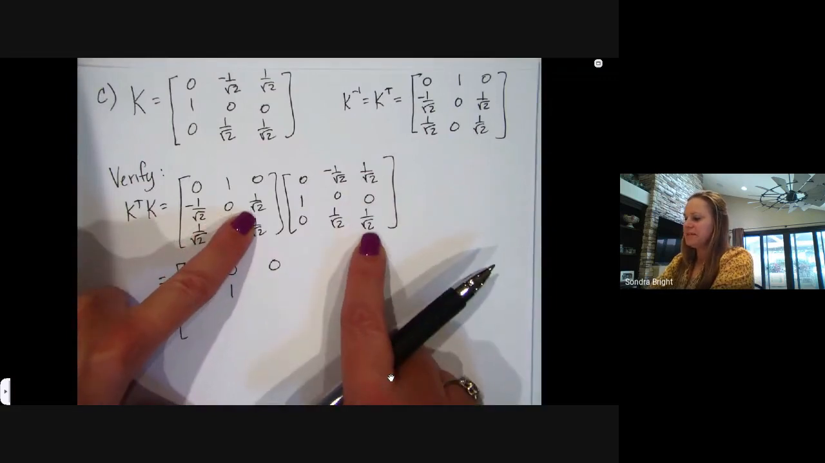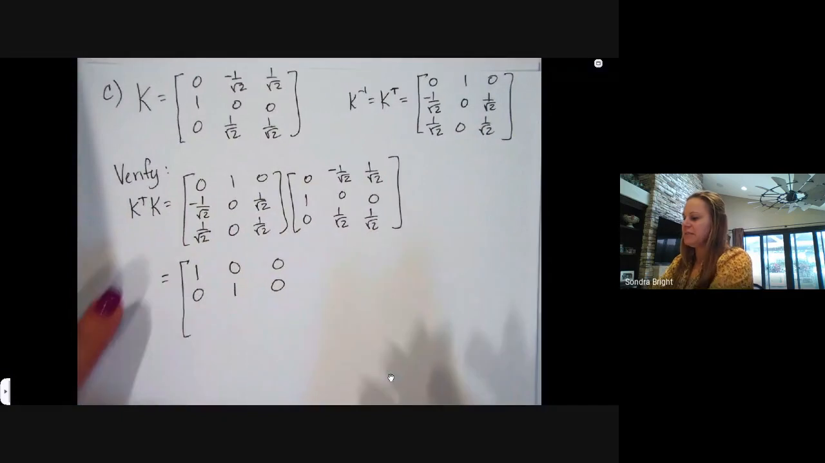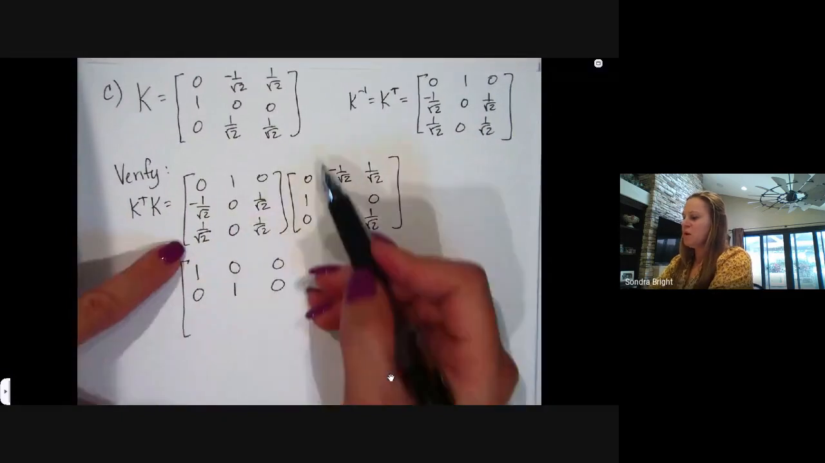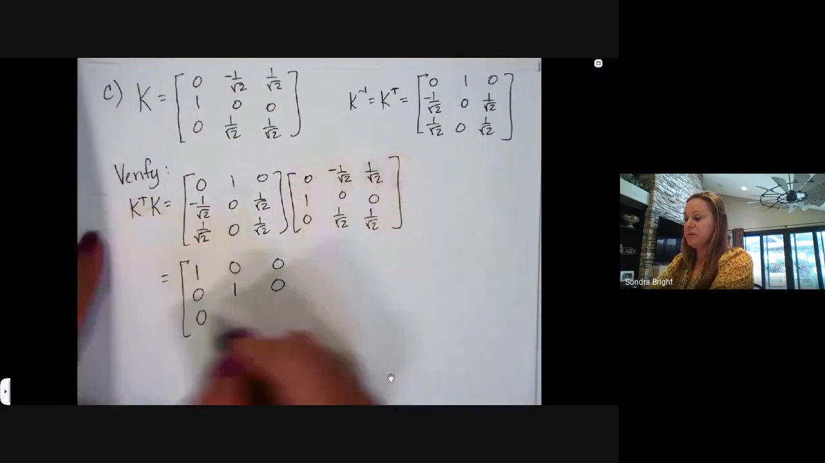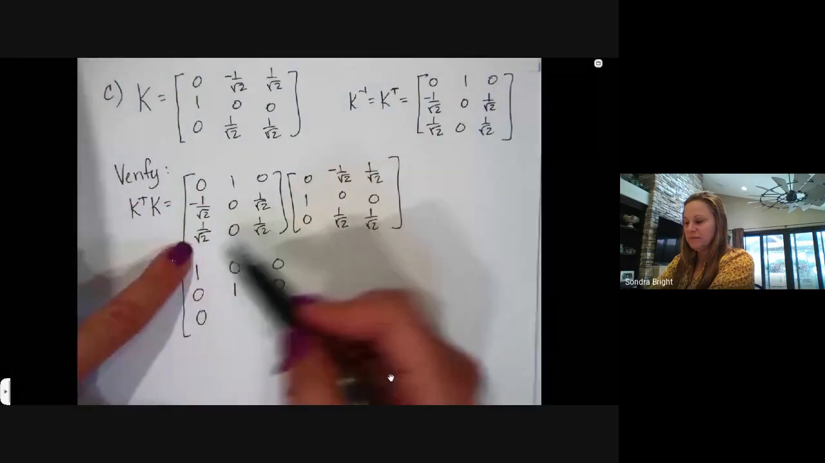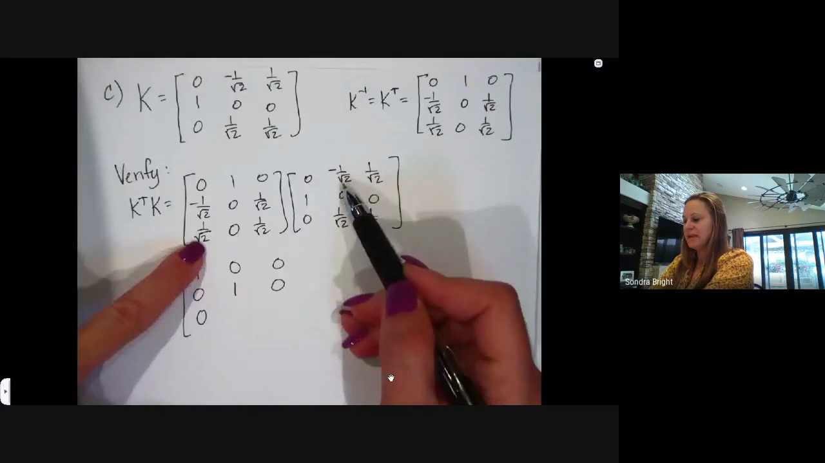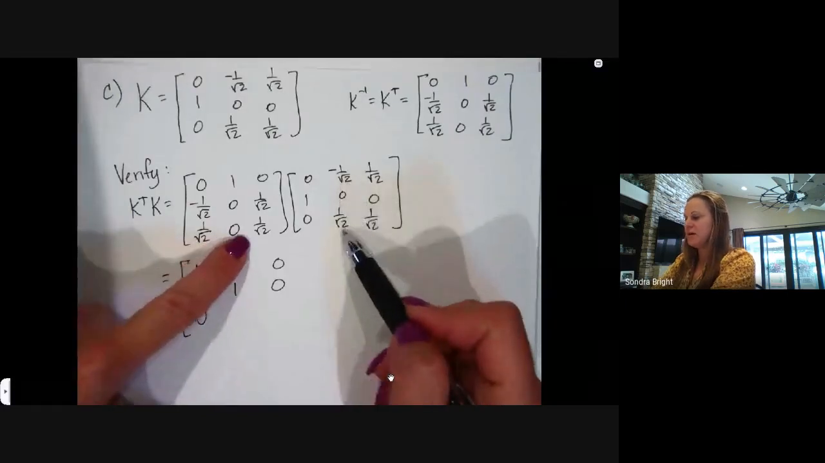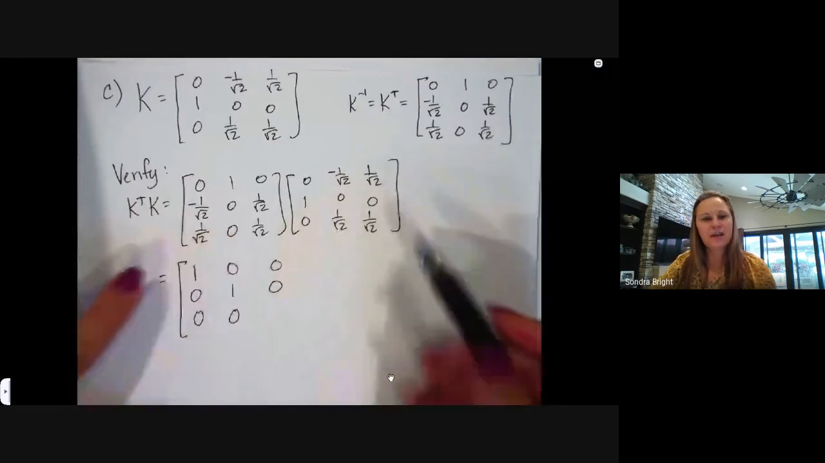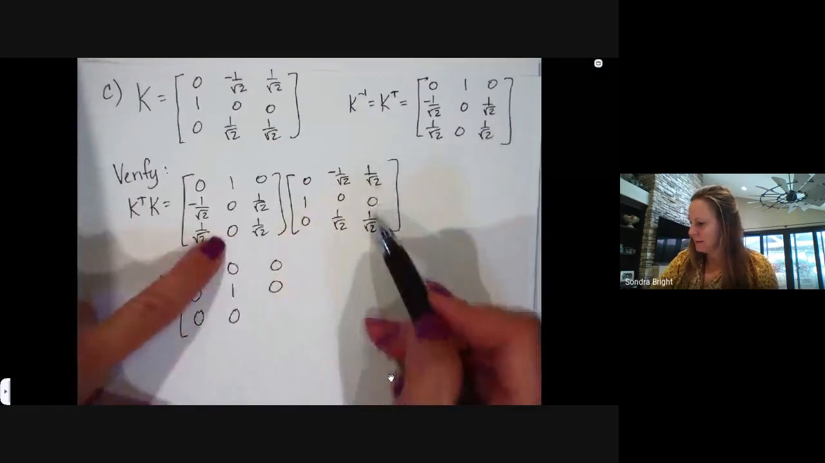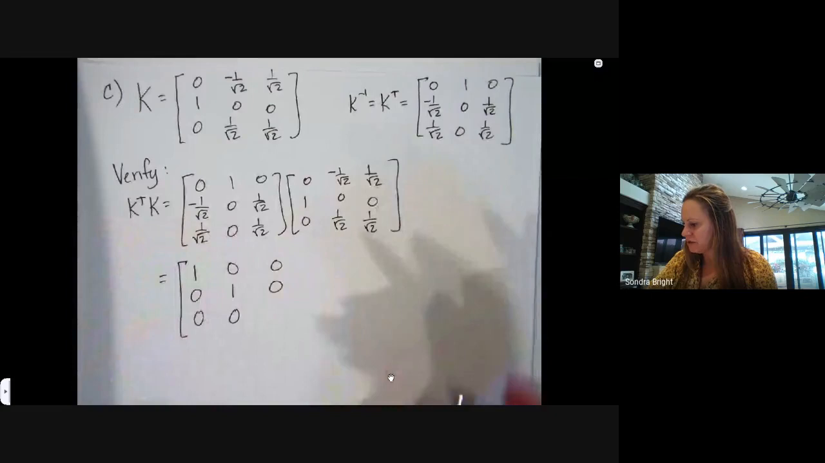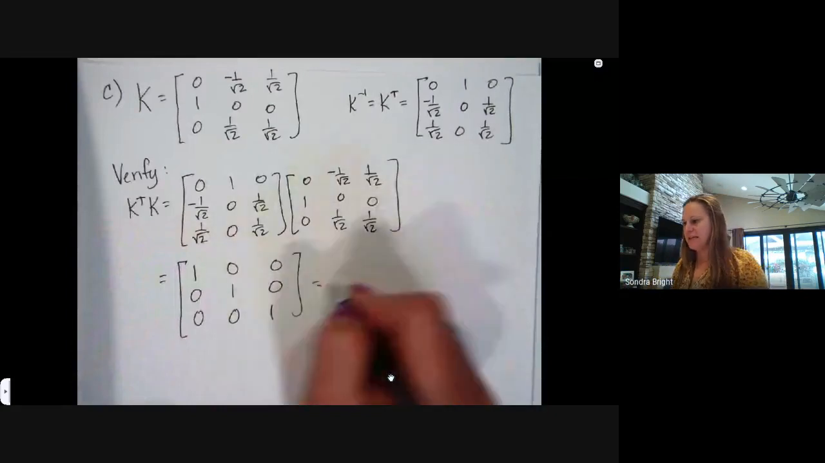Row 3 times column 1, 0 plus 0 plus 0. Row 3 times column 2, negative 1/2 plus 0 plus a positive 1/2. Negative 1/2 plus positive 1/2 will give you 0. And then this one will be a 1/2 plus 0 plus 1/2. 1/2 plus 1/2 is 1. And that is the identity matrix. Check, you have verified it.